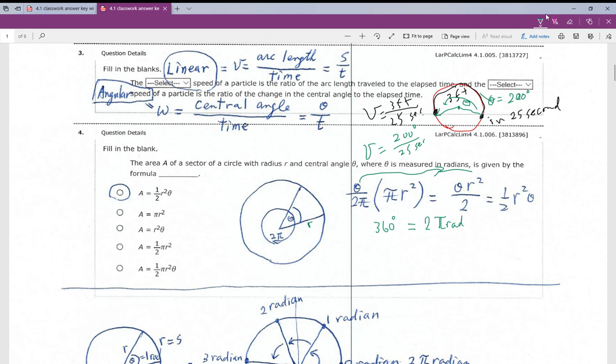Why? Because the circumference is 2 pi r. The formula for the circumference is 2 pi r. So the whole circle has how many radians? For the whole circle, S equals the circumference, and divide by r. S divided by r is the angle in radians. Remember, we have the formula here: S divided by r equals the angle in radians.